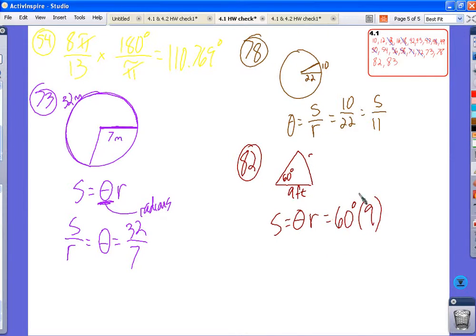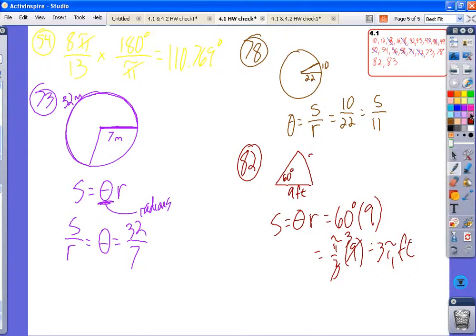Okay, then why is this not right? Because it's not in radians. How many radians is 60 degrees? Pi over 3. 3 pi. 3 pi feet. Somewhere around 9 feet. More than 9 feet.